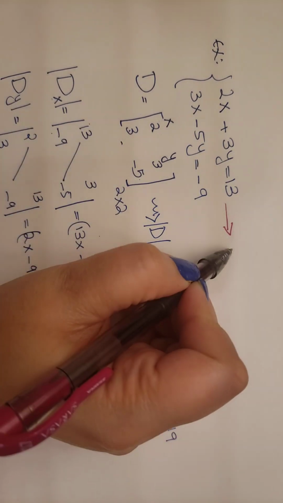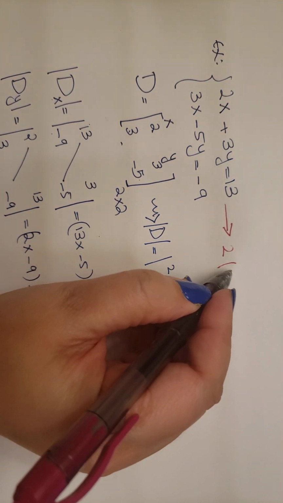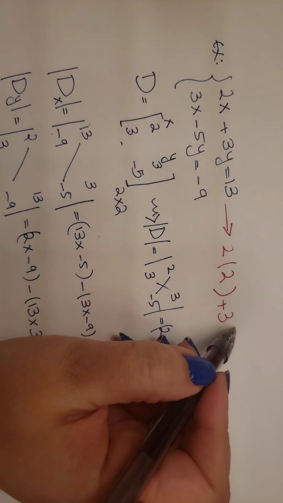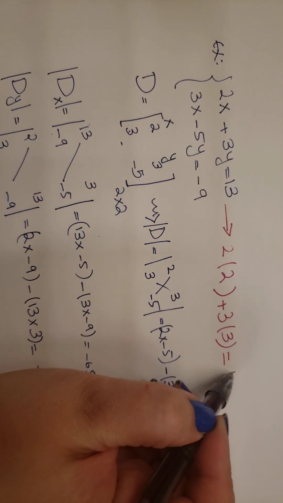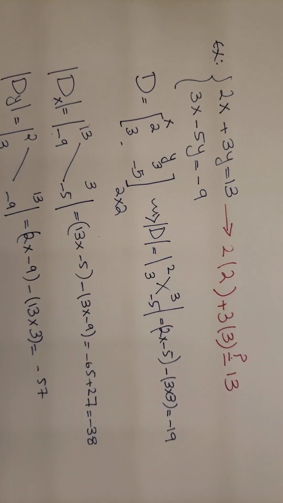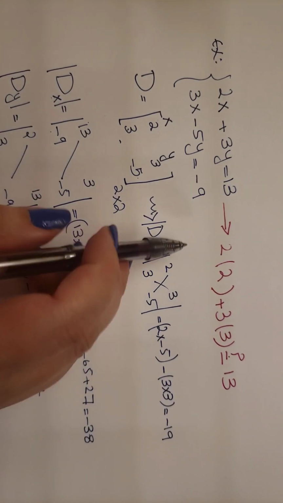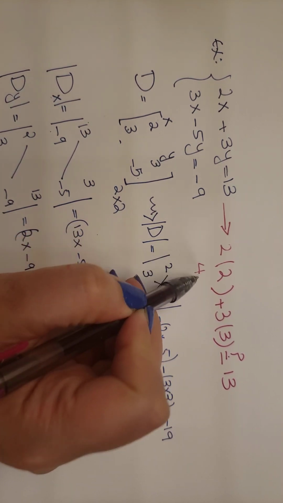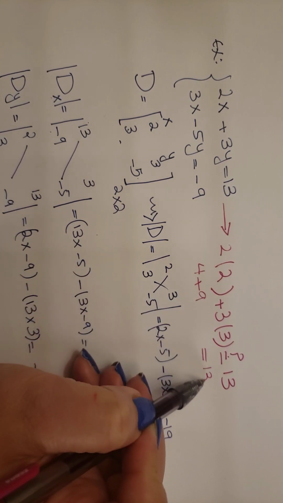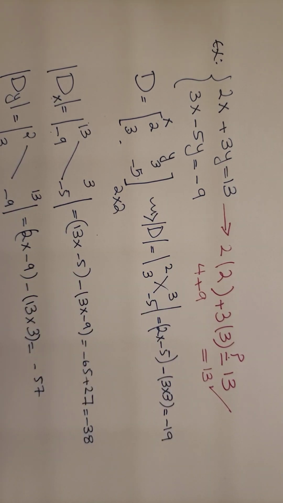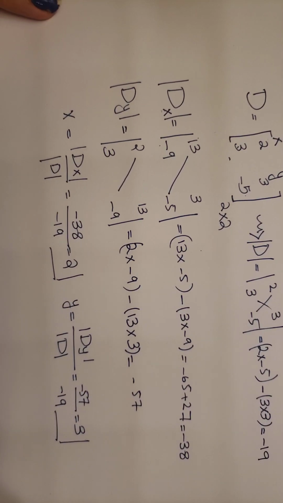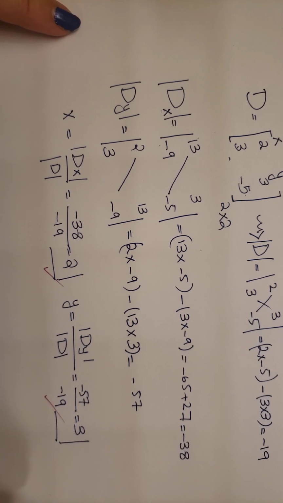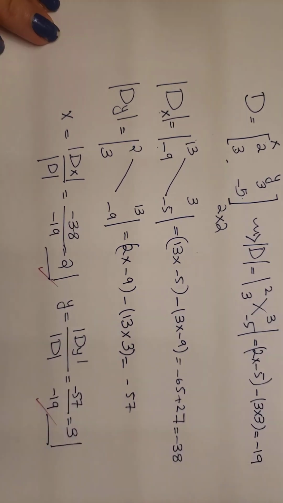So the x, 2 times the x value was 2, plus 3 times y should be equal to 13. Okay, let's see if that's the case. 2 times 2 is 4, plus 3 times 3, 9. 4 plus 9, yeah, 13. So that means my answers, which I found by Cramer's rule, are completely correct, and it satisfies my equation.